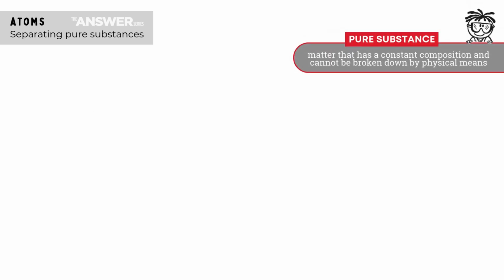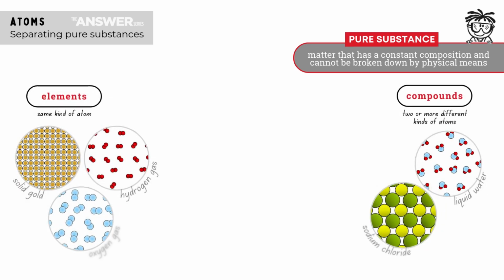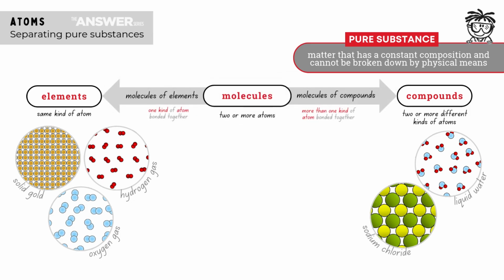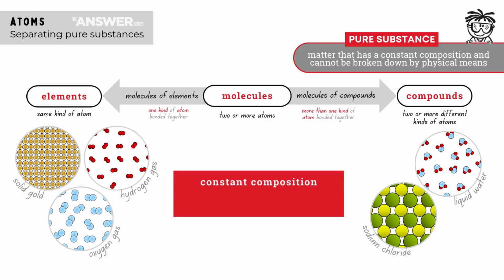Remember from our previous video that a pure substance is matter that has a constant composition and cannot be broken down by any physical means. Elements and compounds are pure substances, and molecules make up both elements or compounds. A pure substance has a constant composition. In other words, all the particles in that substance are the same.